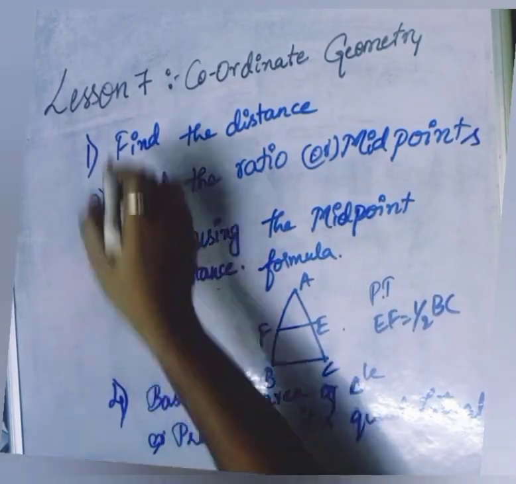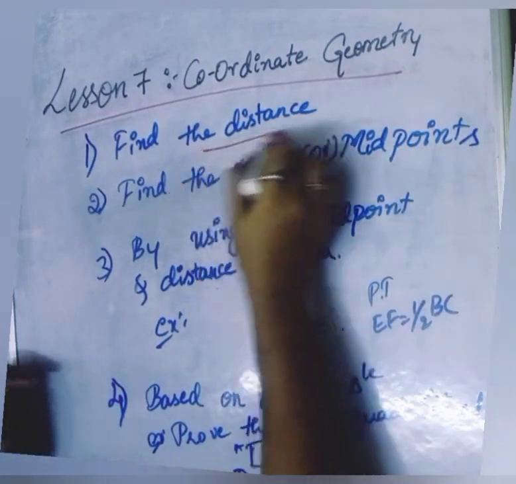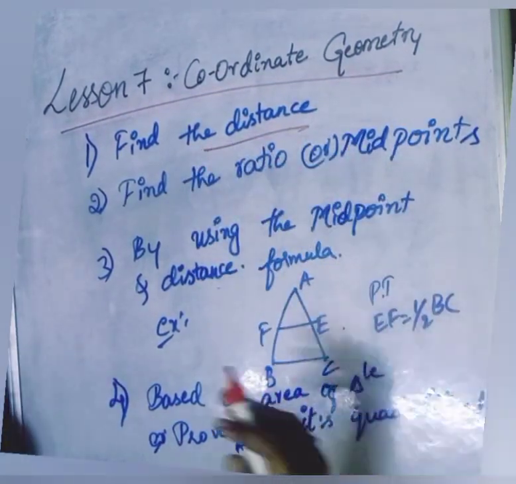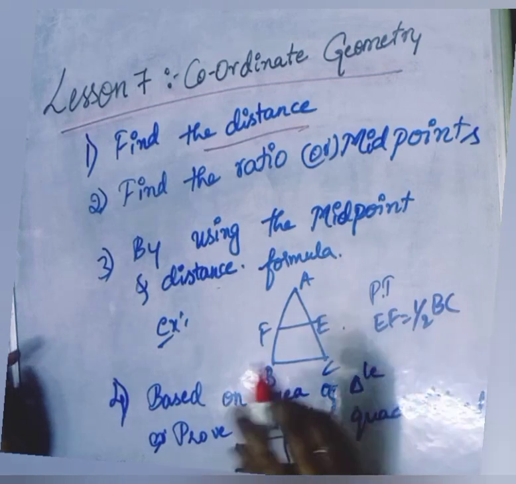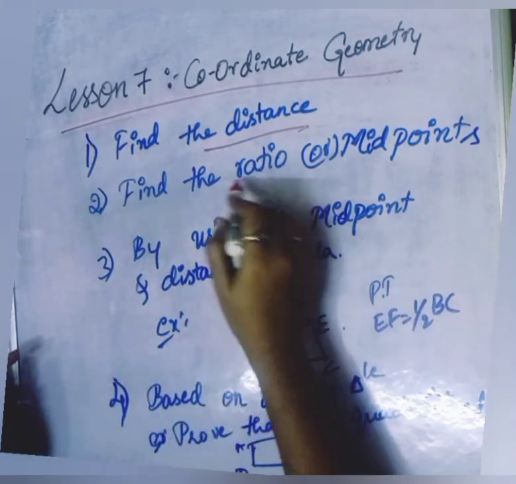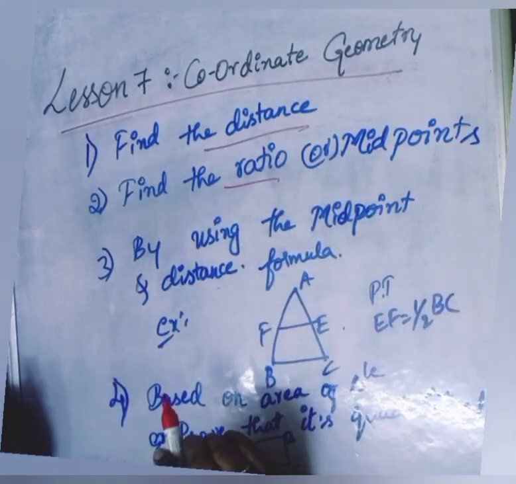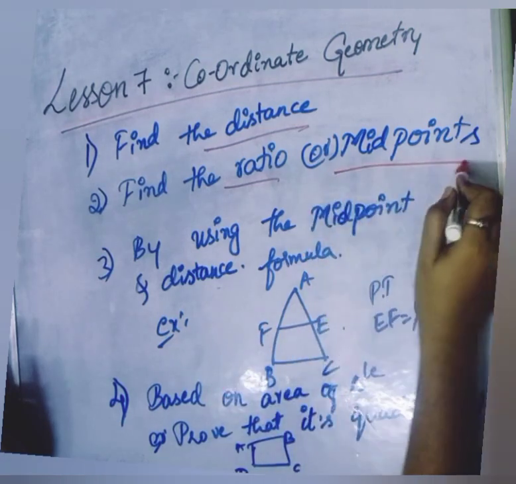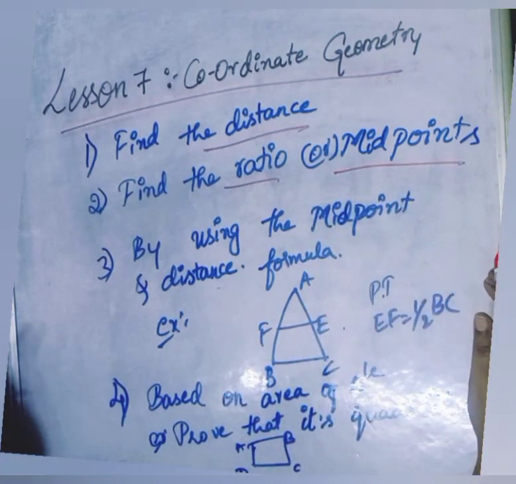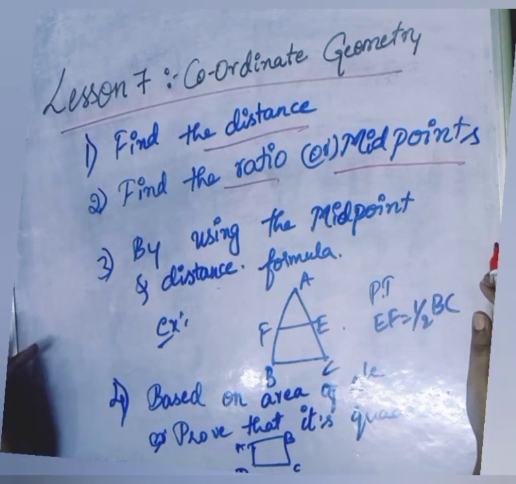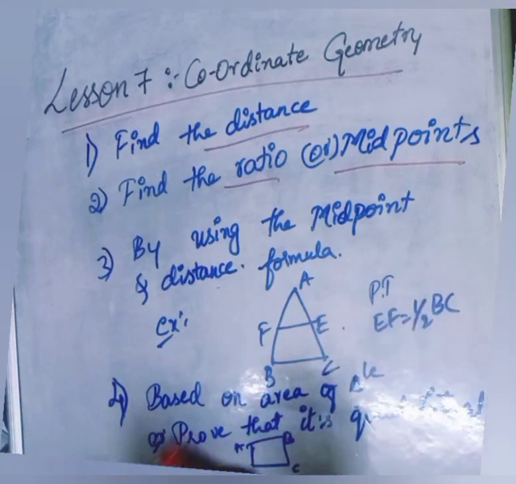Lesson number 7, coordinate geometry. First, based on the distance formula they may ask, otherwise find the distance from the origin also they may ask. That's one question. Another one, find the ratio, otherwise the ratio will not be given and you need to find the ratio. Otherwise, they will give a midpoint-based question, that means find the values of the line segment if it is cut at the midpoint. Like that, they may ask the question also. And the third one, by using midpoint and distance formula, that means any two formulas together.